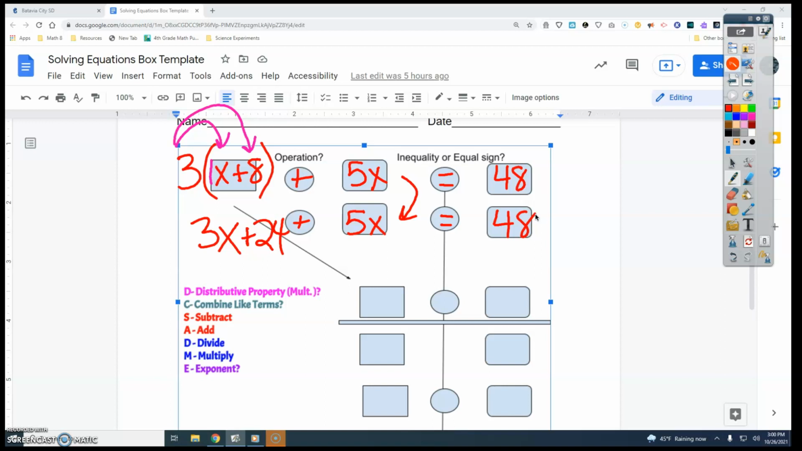And the way to do that is through our next one. And that's highlighted in like a blue color. And that's called combine like terms. That's what the C stands for. Like terms are the things that are the same that we can group together. So we've done this one. Now we're going on to combine like terms.